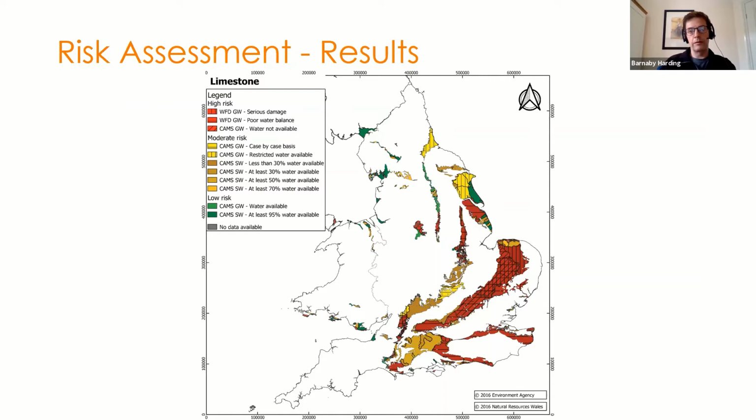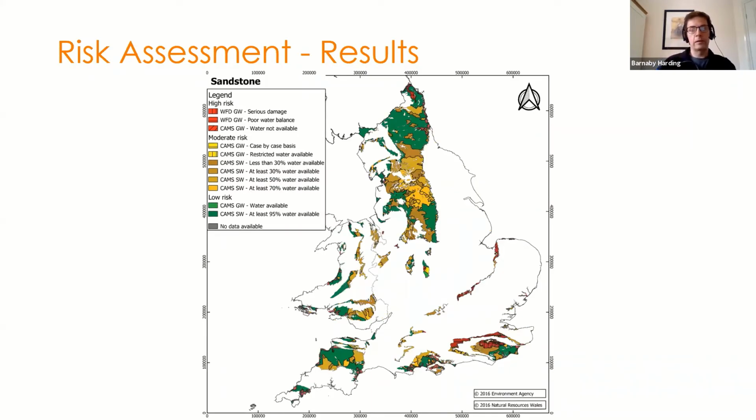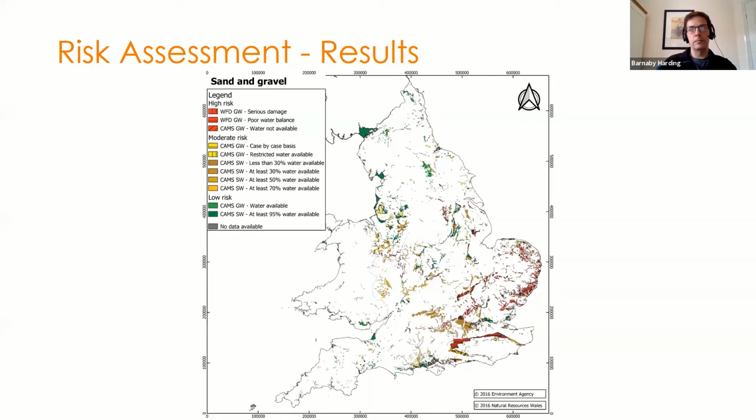It's partly, or possibly mostly, a geographic thing, in that they are located more on the eastern and southeastern part of the country. For sandstone, it's not so much of an issue, again largely for geographic reasons. Most sandstone sites are in the west and the north, but you can see some issues down there in the southeast and the east. And then sands and gravels. A bit hard to see this possibly for those viewing in, but again, large areas. East Anglia is a real potential problem for trying to get licenses for dewatering.